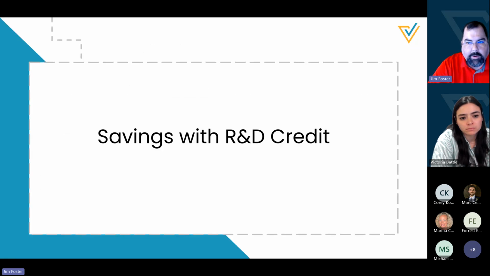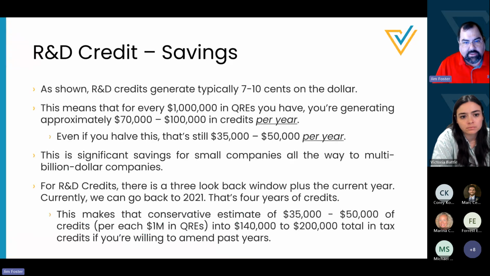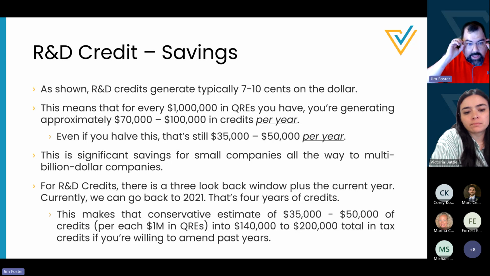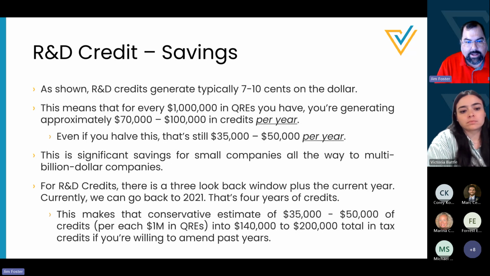Now, savings with the credit. 7 to 10 cents on the dollar is the typical amount. That means for every million in QREs, which is very easy to hit, you're generating approximately a $70,000 to $100,000 credit per year. Even if you take that and multiply by half, you're getting 35 to 50,000 per year per 1 million in QREs. Well, this is significant tax savings because that's the direct tax credit for both small companies all the way up to multi-billion-dollar companies.